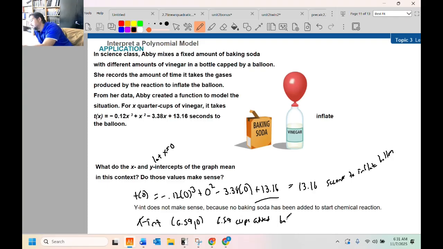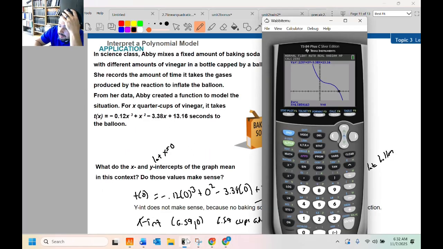And the balloon does not inflate. That makes sense to me. There was too much vinegar. No chemical reaction. Anyways, there you go. Oh, by the way, the reason I'm saying the balloon does not inflate is because the y value is the time it takes to inflate the balloon. So the balloon never inflated, or it inflated simultaneously.